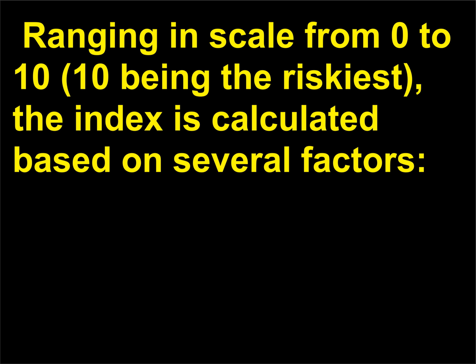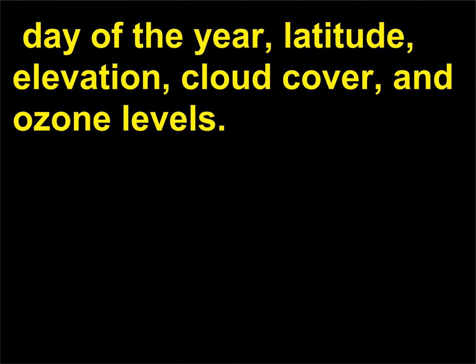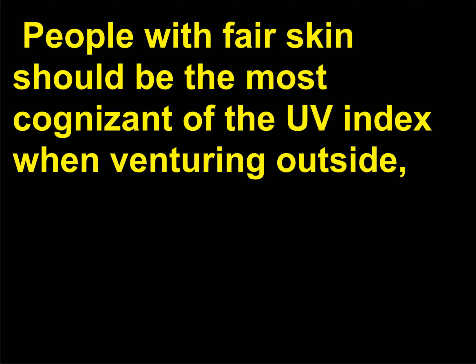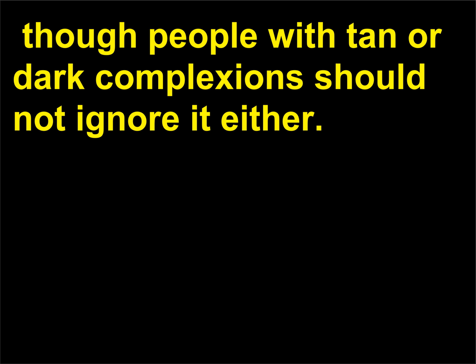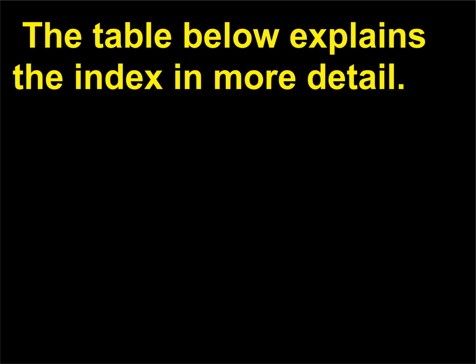Ranging in scale from 0 to 10, 10 being the riskiest, the index is calculated based on several factors: day of the year, latitude, elevation, cloud cover, and ozone levels. People with fair skin should be the most cognizant of the UV index when venturing outside, though people with tan or dark complexions should not ignore it either. The table below explains the index in more detail.